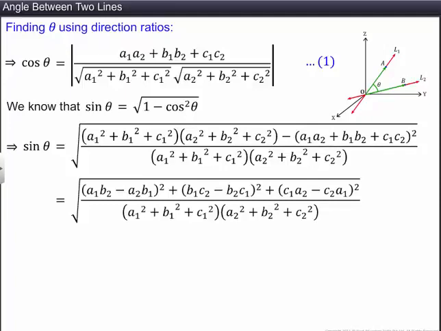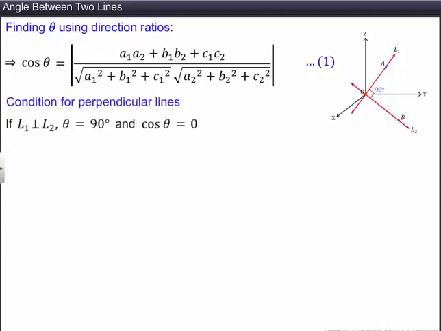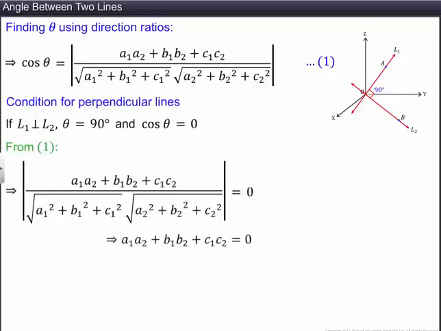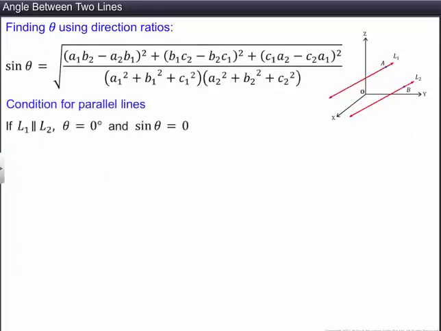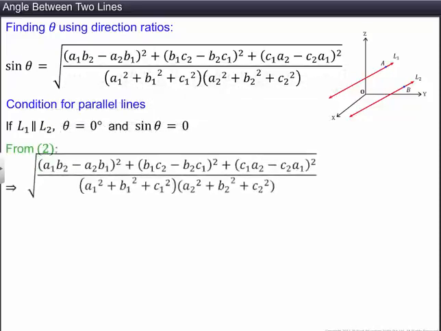These equations lead to some interesting observations. If lines L1 and L2 are perpendicular to each other, then the value of theta is 90 degrees and cos theta is 0. Equating the value for cos theta to 0 from equation 1, we get the condition for the perpendicularity of two lines. If lines L1 and L2 are parallel to each other, then the value of theta is 0 degrees and sine theta is 0. Equating the value for sine theta to 0 from equation 2, we get the condition for two lines to be parallel as shown here.